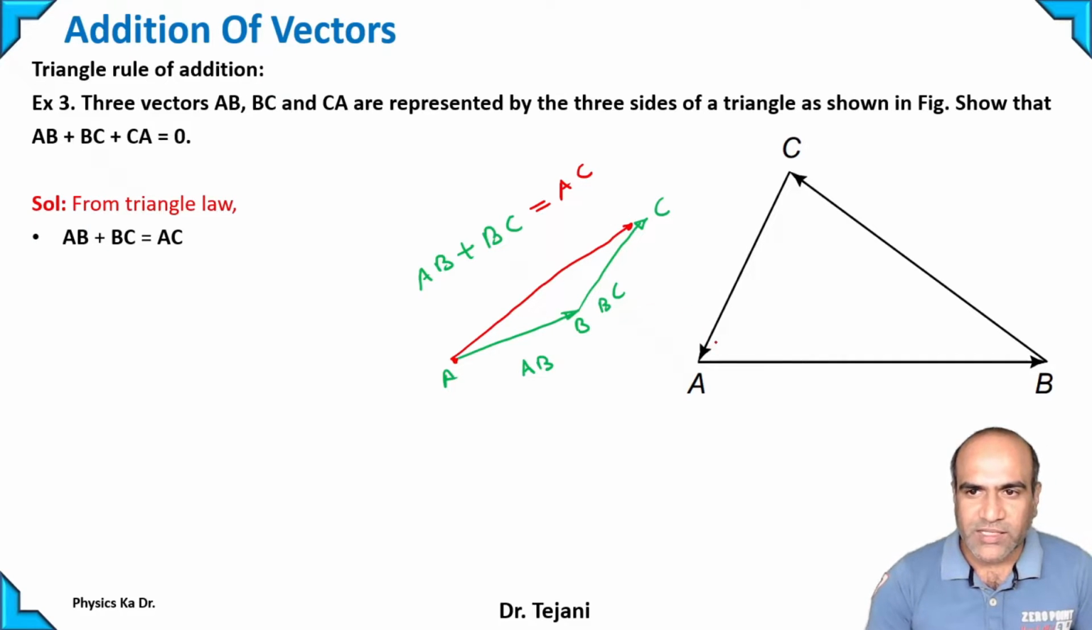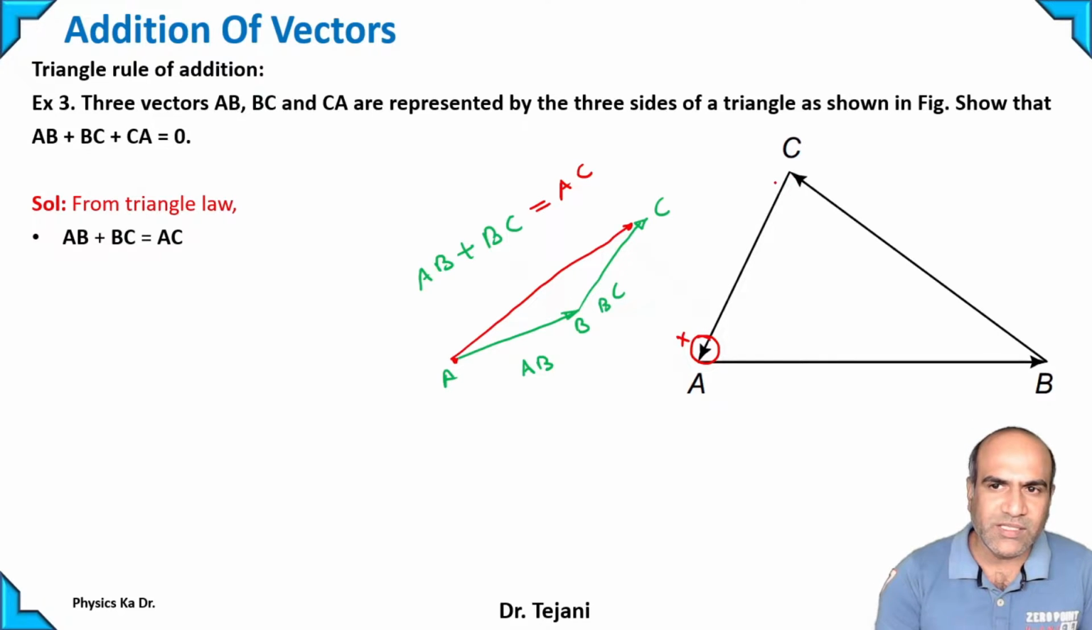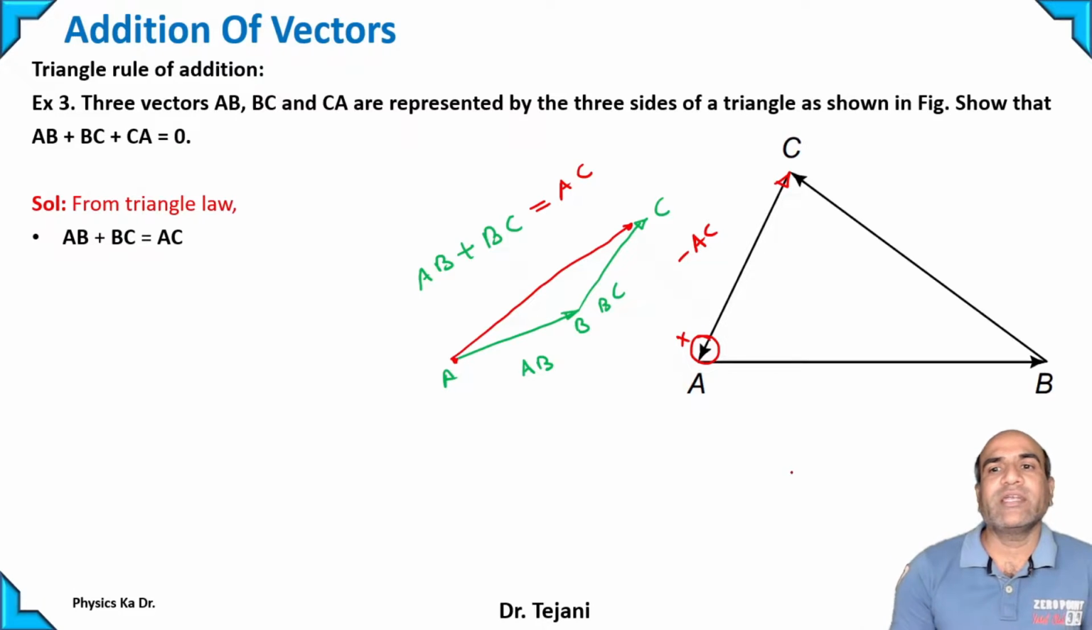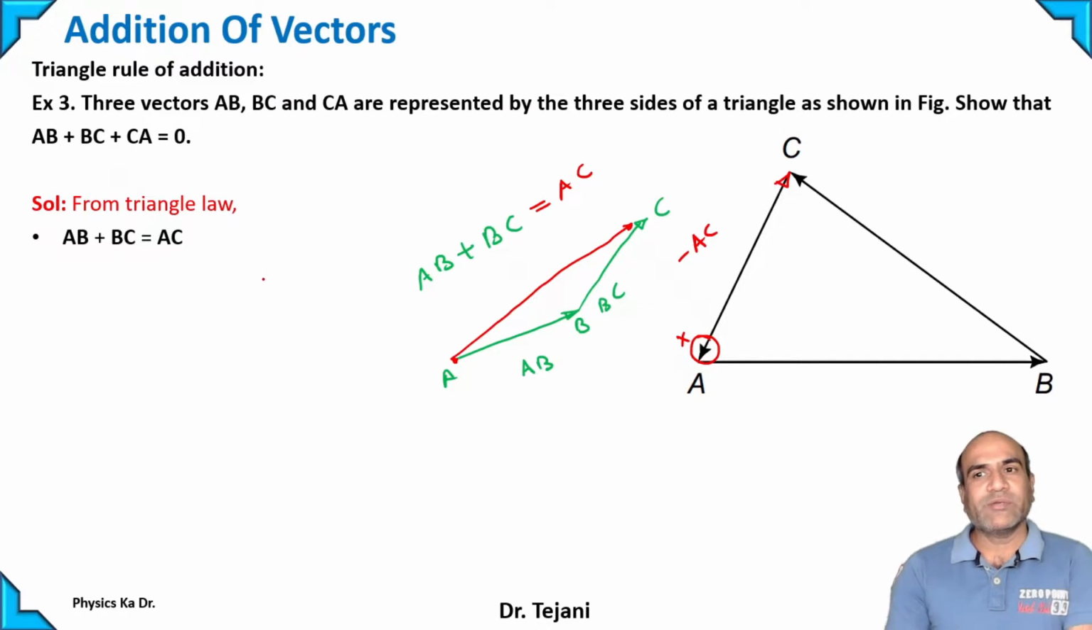If you see here, there is an opposite sign. AB is okay, but C is opposite. If I just want to reverse this sign, what should it be? AC should be negative. It should be negative, right? It should be on the negative side.